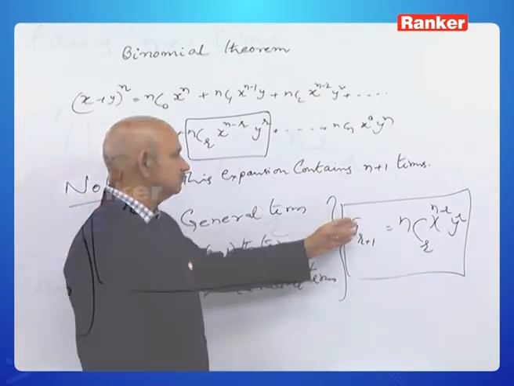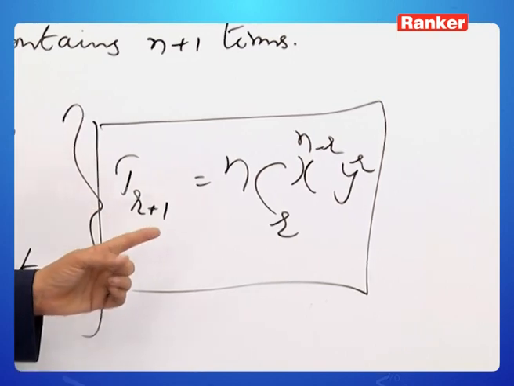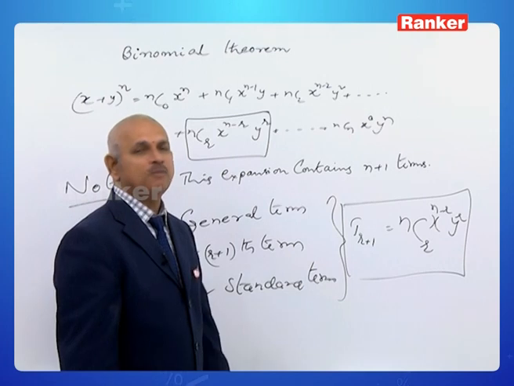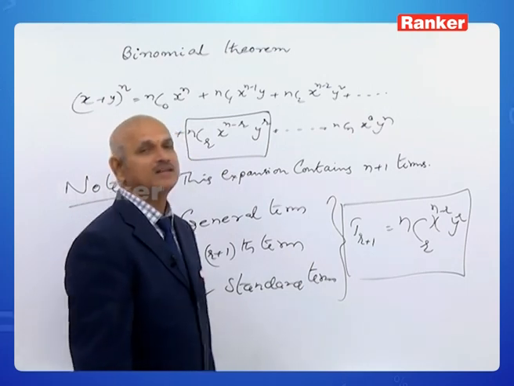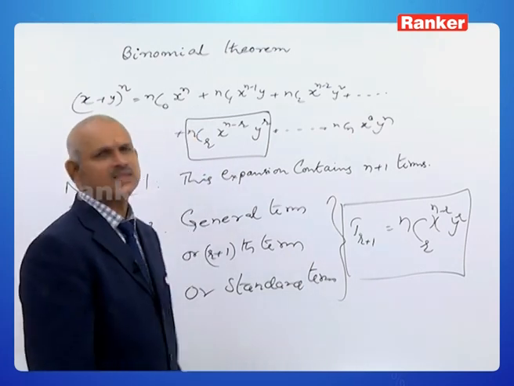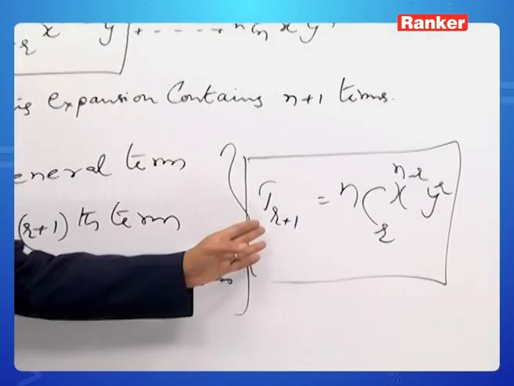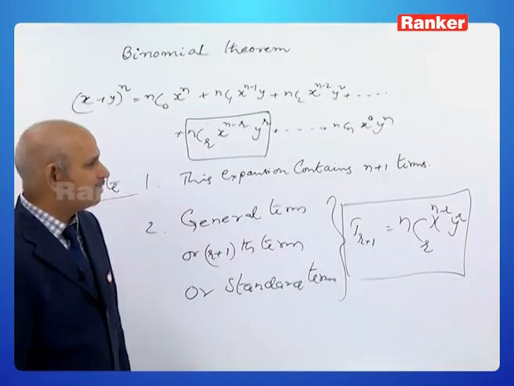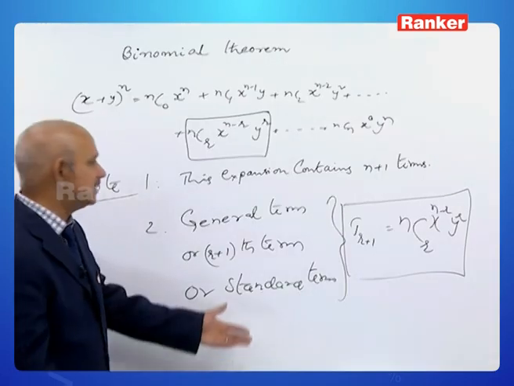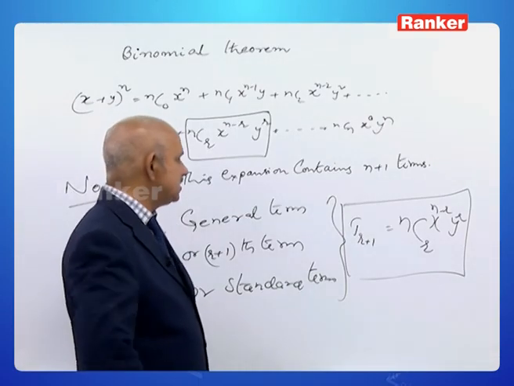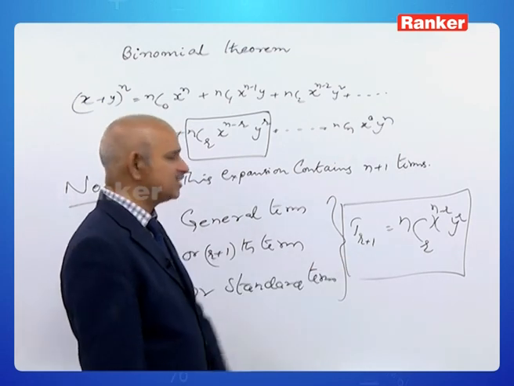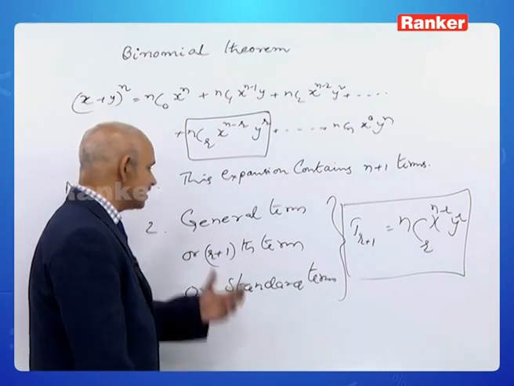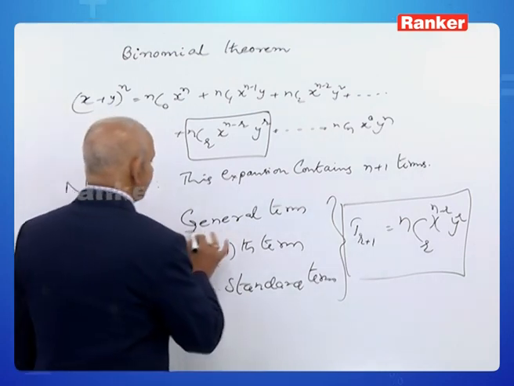Fifth term means r plus 1 is 5, r is 4. So nC4 x to the power n minus 4 into y to the power of 4. I require the 10th term, you say. Then r plus 1 is 10, r is 9. So it should start with nC9 x to the power n minus 9 into y to the power 9, like that. There are so many usages for this particular expression, rather formula. That is why it is called the general term.